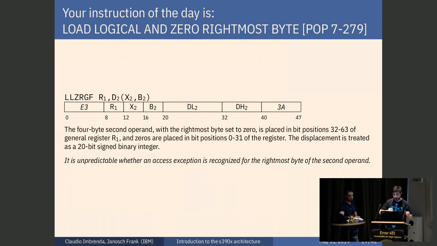And fun fact, it is unpredictable whether an access exception is recognized for the rightmost byte of the second operand. So, if your access is not aligned and the last byte is on a different page, maybe with different permissions, you don't know if you will trigger the protection or not. Maybe not. I mean, you're not getting the byte anyway because it's going to be zero, right?